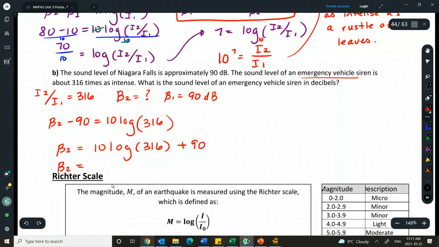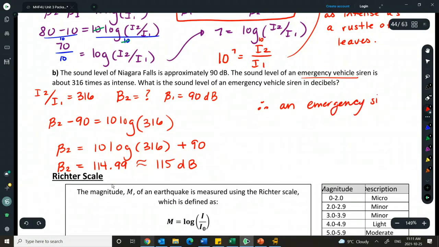So how loud is the emergency vehicle siren? Sophia? That's okay. Did you get the same thing, Oscar? So could we maybe just say 115 decibels? So therefore, an emergency siren is about 115 decibels.